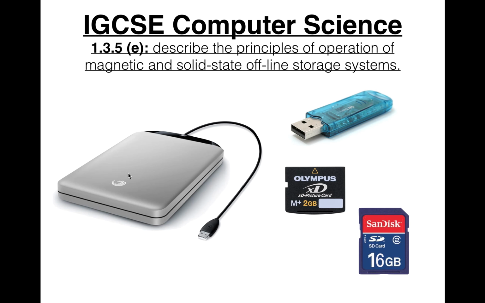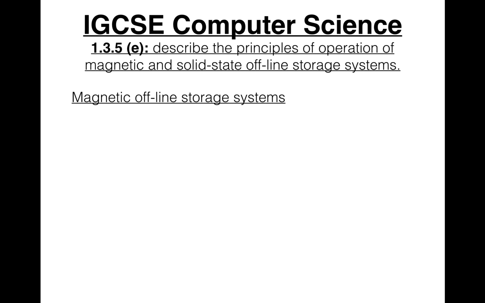So we have magnetic here, the hard drive, and we have solid state here, the thumb drive, the XD card, and the SD card. So we're going to see how they work. Now, obviously, solid state is going to be a bit longer than magnetic, because for magnetic, we're only looking at one device. For solid state, we're looking at three. Just keep that in mind.